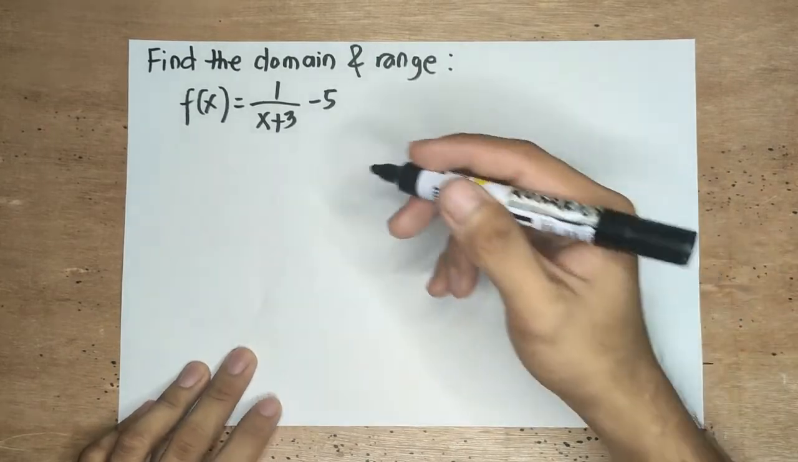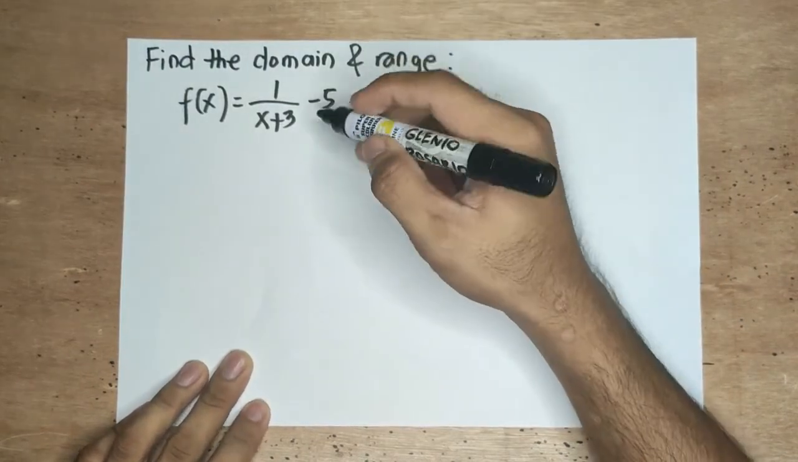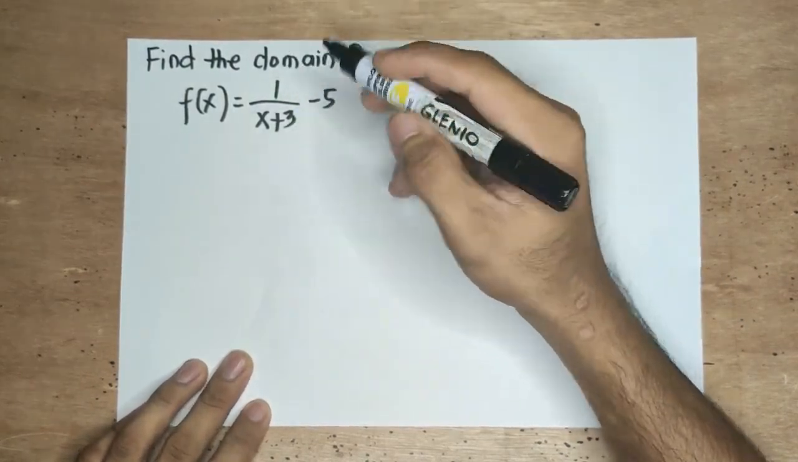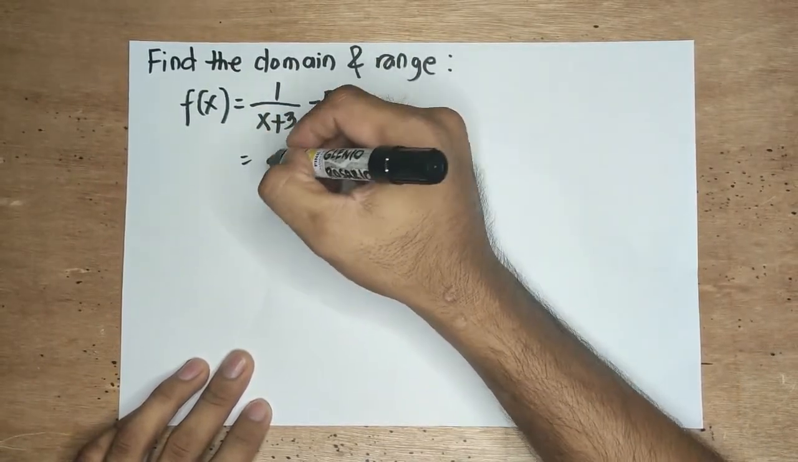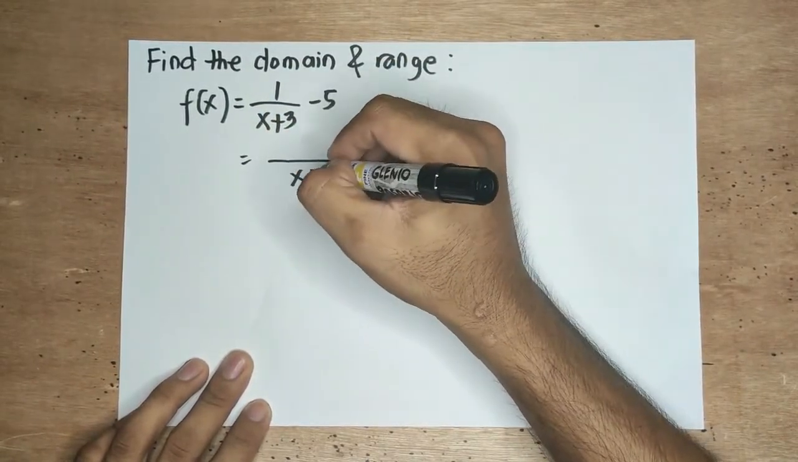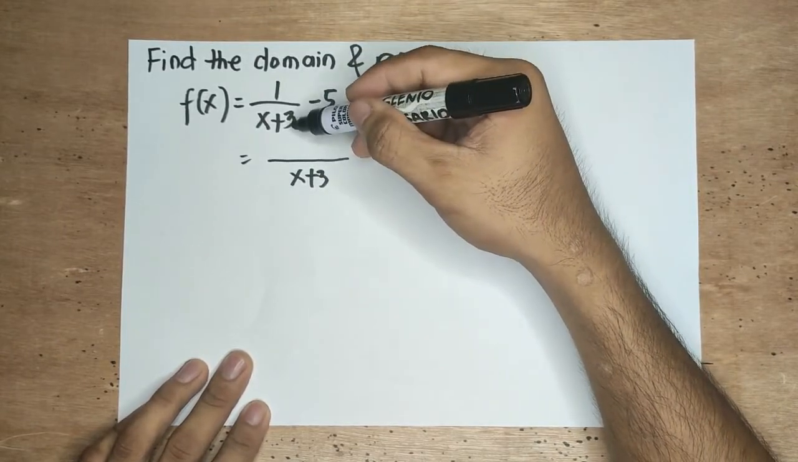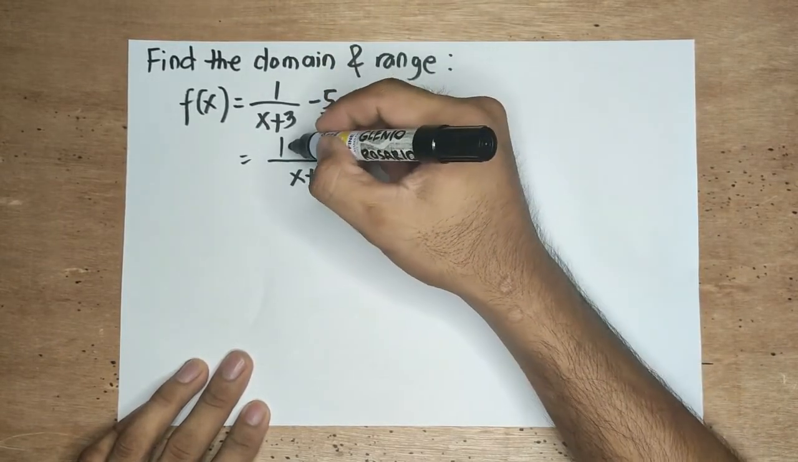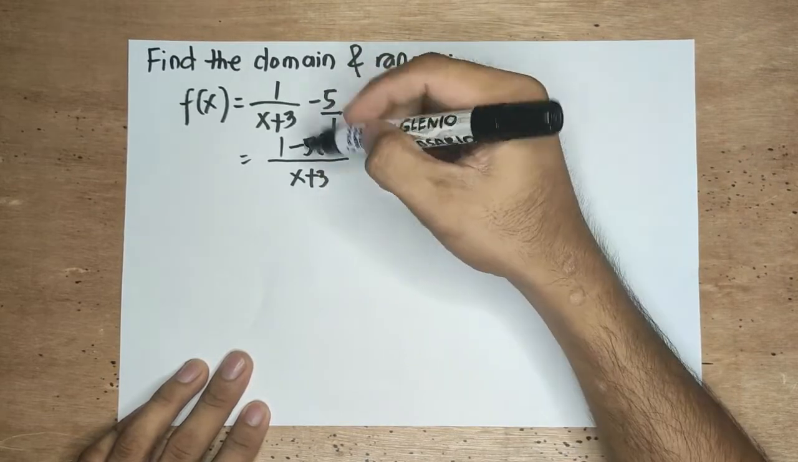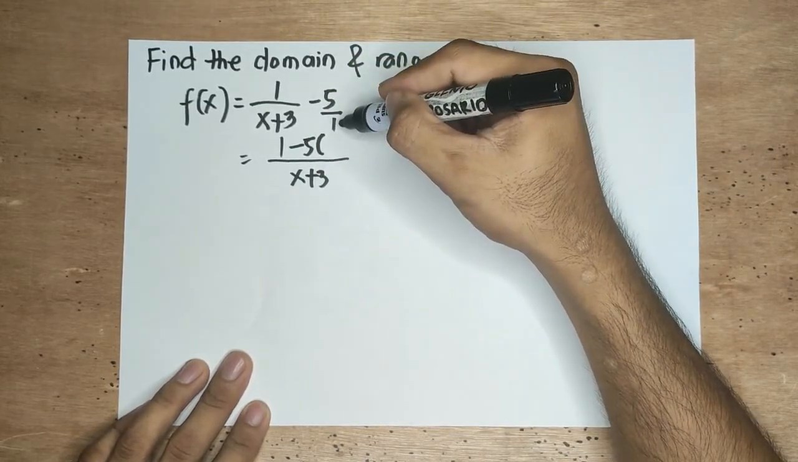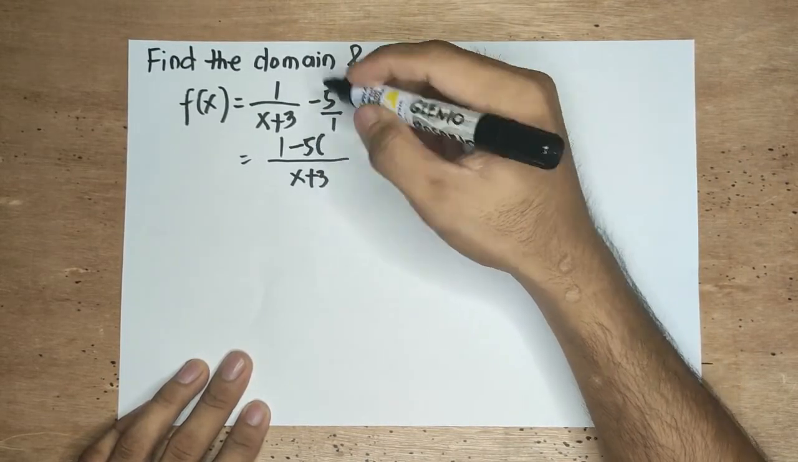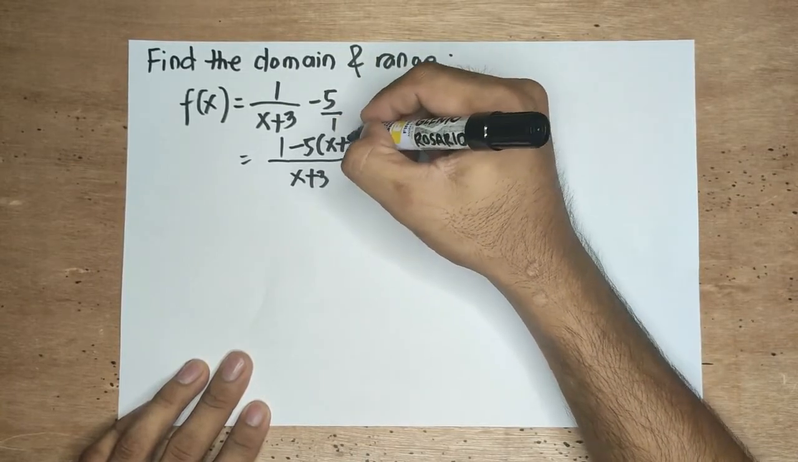So, what are we going to do here? Dapat isang fraction ito. It will be LCD is x plus 3. Understood na 1 yung denominator niya. X plus 3 divided by x plus 3 is 1. 1 times 1 is 1. Then minus 5 times x plus 3 divided by 1 is x plus 3 times 5 is negative 5 times x plus 3.